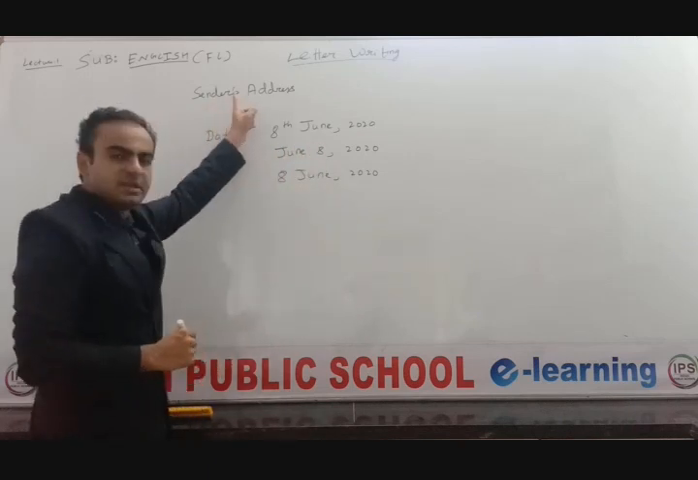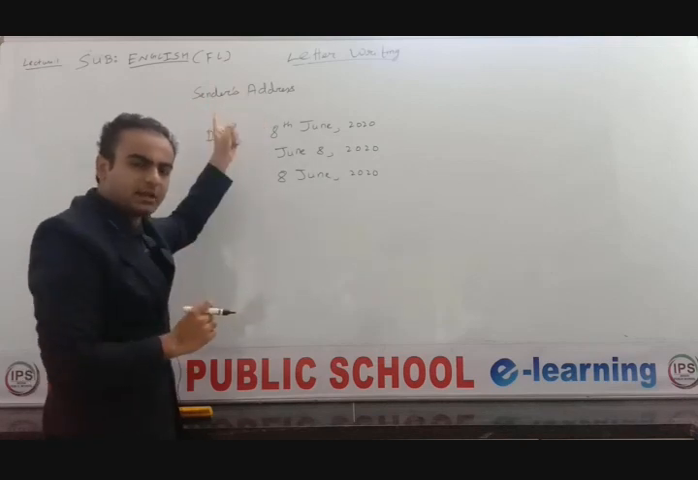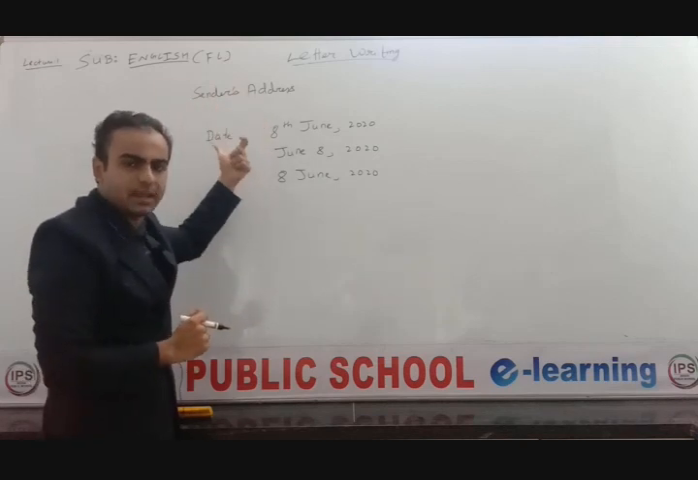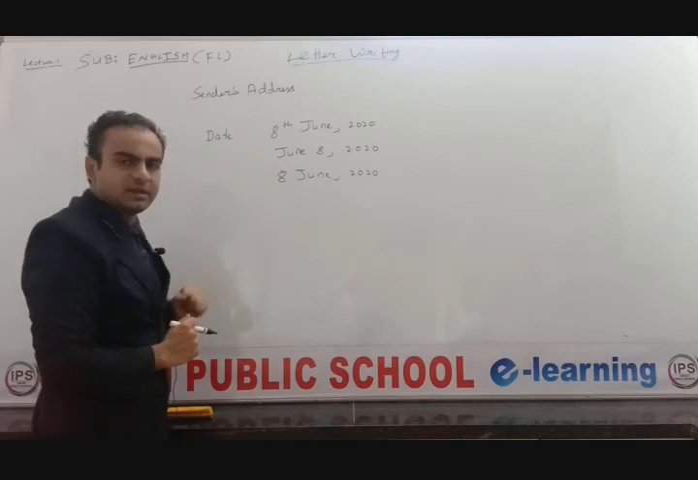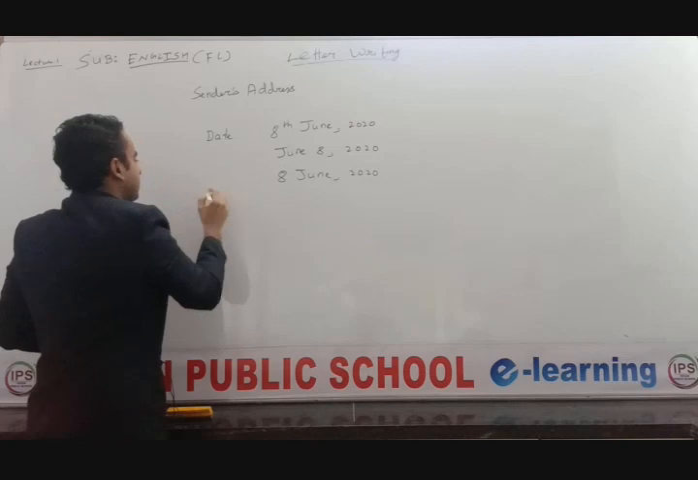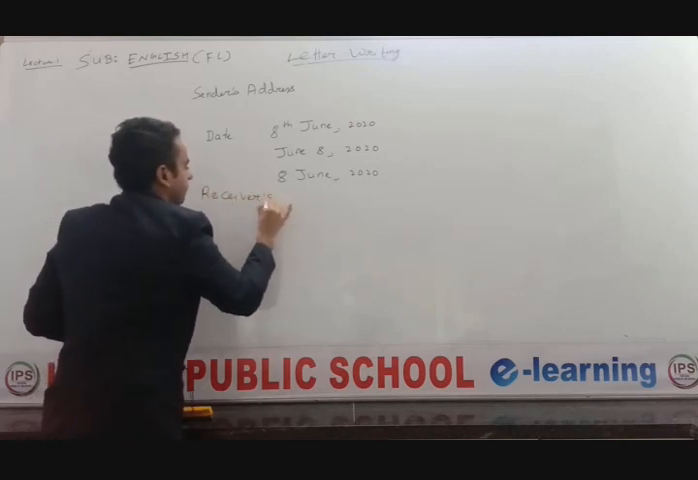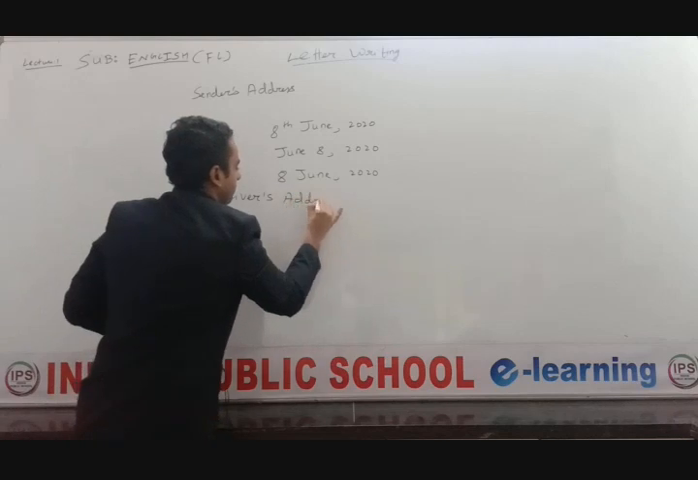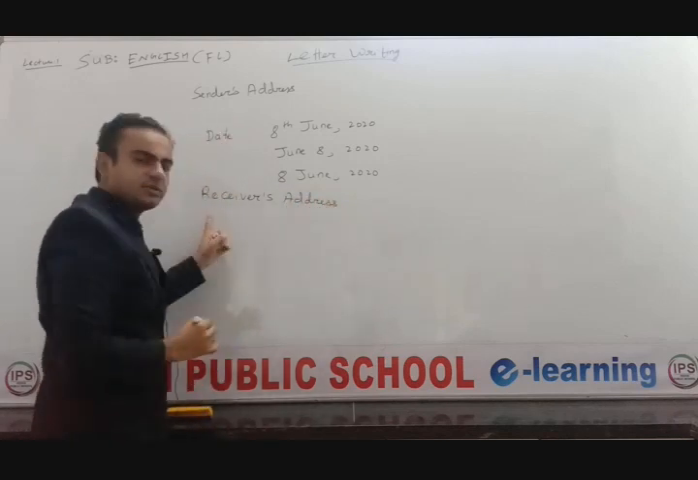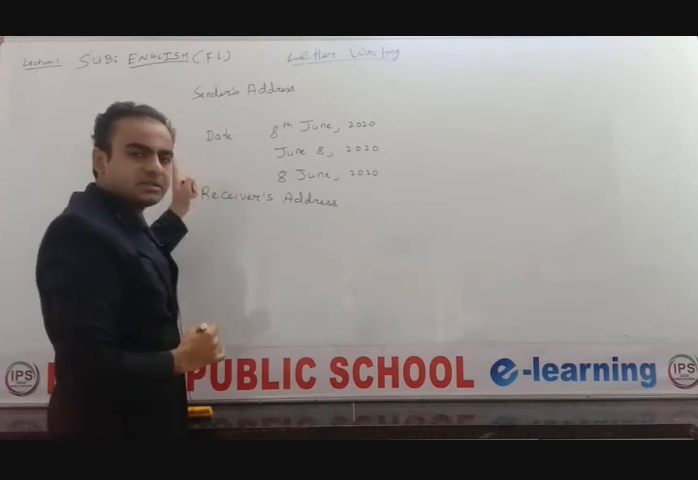The first is sender's address. It means your address. Choose any one address. I will show you a sample of how to write sender's address. Second is date. The third thing, leave 1 or 2 lines before writing date, is receiver's address. Sender's address, date, receiver's address.